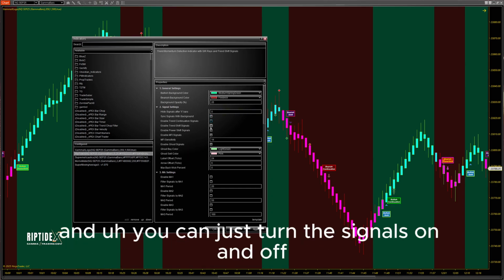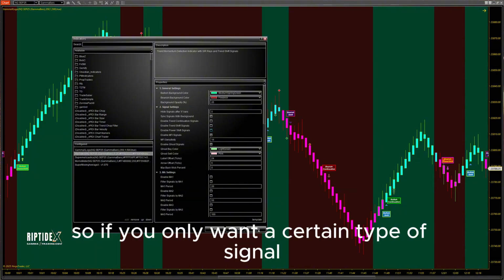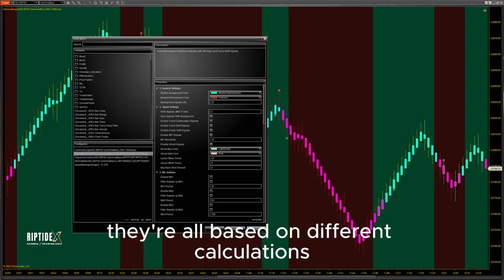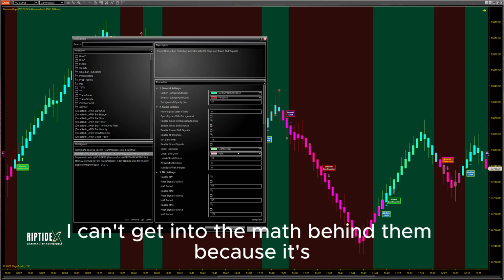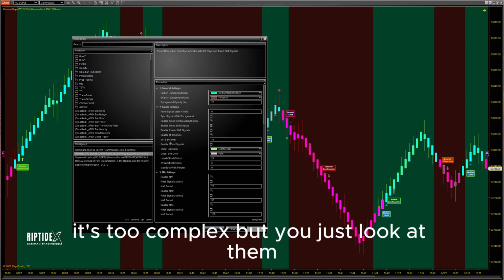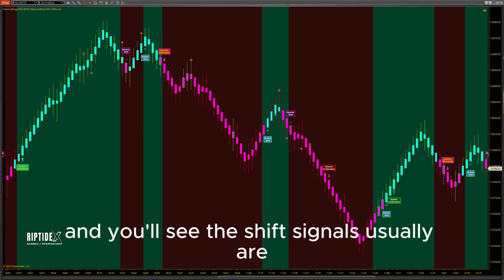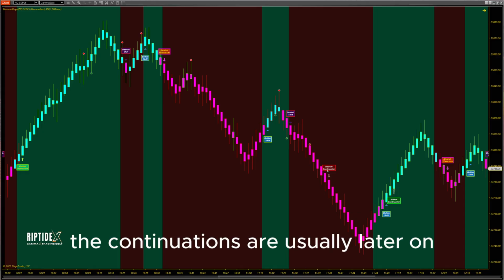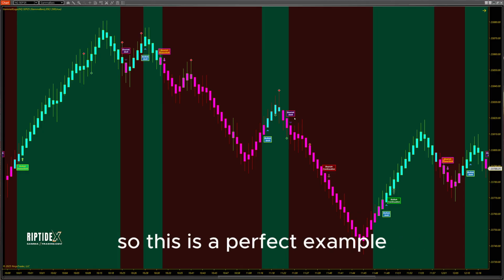And you can just turn the signals on and off. So if you only want a certain type of signal, turn them on, turn them off. They're all based on different calculations, so I can't get into the math behind them because it's too complex, but you just look at them and you'll see the shift signals usually are first in a trend. The continuations are usually later on. So this is a perfect example.